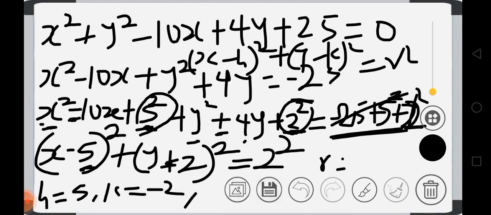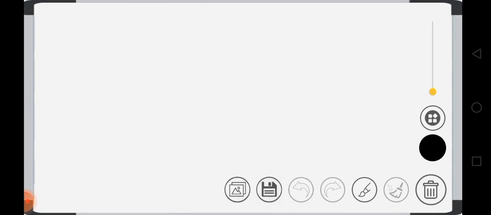Then r is equal to, if you check, this right side is r squared. Take the square root. r is equal to 2. So you can also get this using this particular method. So let's also look at this one, to get the center and radius of this particular circle.